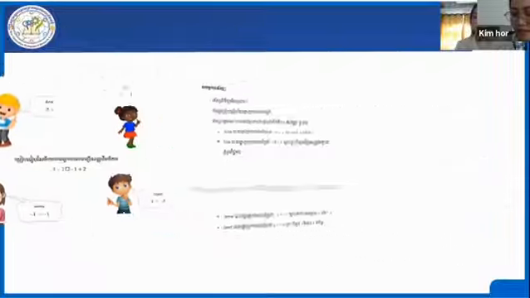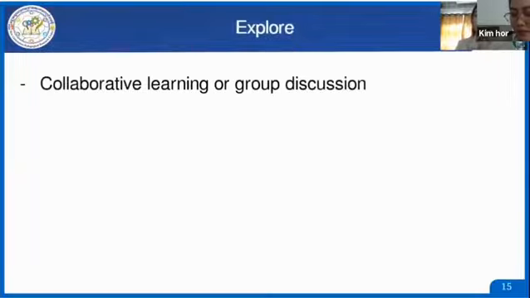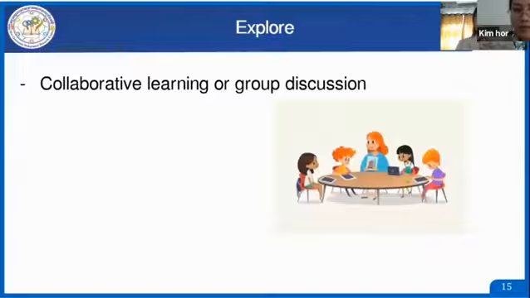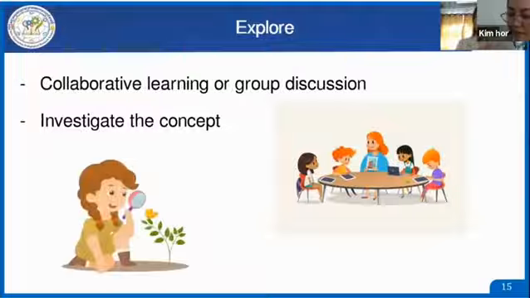And for the explore phase, collaborative learning or group discussion is used. Teachers have to divide students or encourage students to work in groups, and then let them investigate the concept that the teachers give. They can do research. They can go to the library or search from their smartphone or the internet to get more information to support their concept.